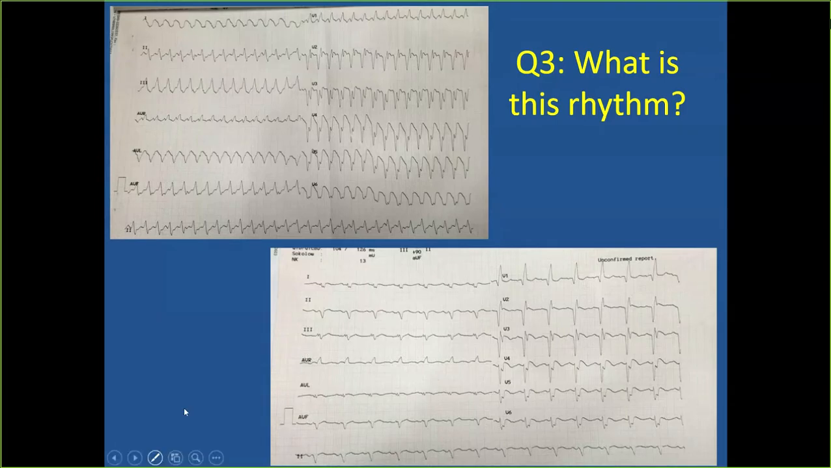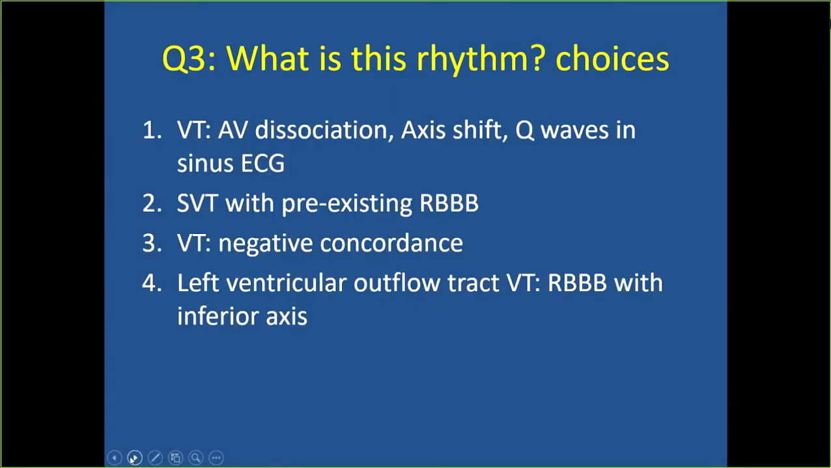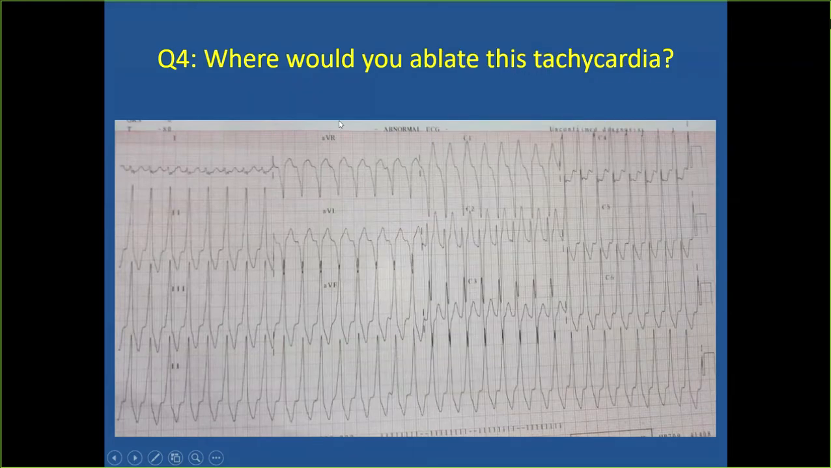Now the next question is: where would you ablate this tachycardia? Here we have an ECG which has inferior axis, very positive in 2, 3, aVF. Transition is between V3 and V4, monomorphic. This is a VT because you can see this AV dissociation.